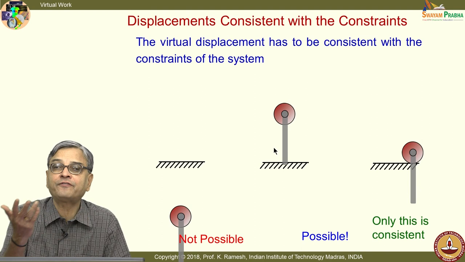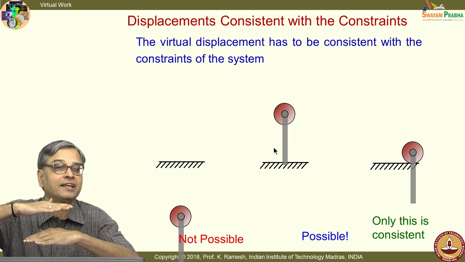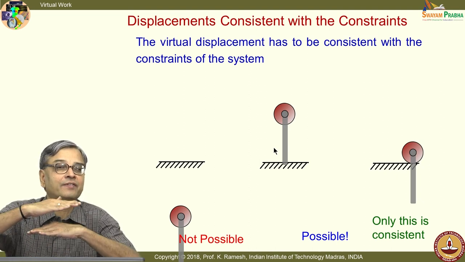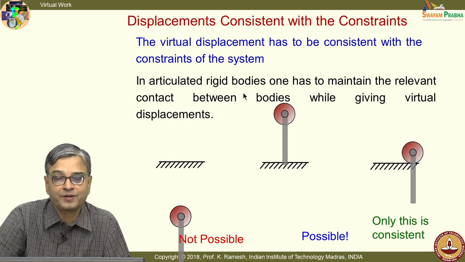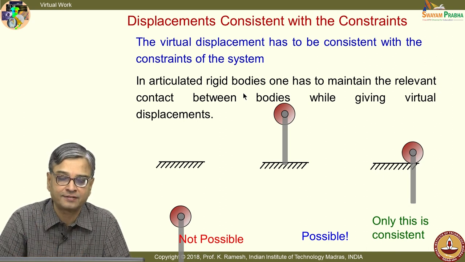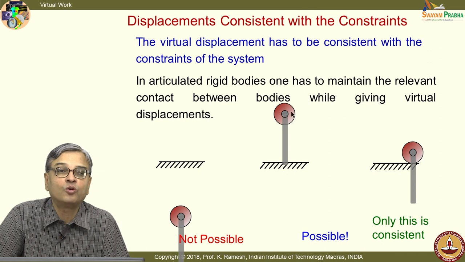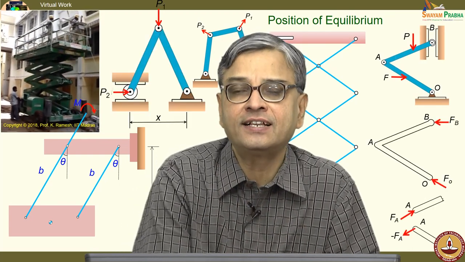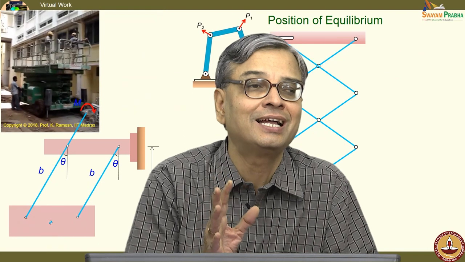Because for the other one, you are removing it from the floor, it defeats the purpose. Suppose I have one more guideway, I cannot remove it, it will just slide. Many of the appliances, you will find, will slide in a given cavity. Okay. Particularly in articulated rigid bodies, because we have already seen one rigid body is not going to be useful for any application. You need to have connected rigid bodies. One has to maintain the relevant contact between bodies while giving virtual displacements. So, you have to visualize the physics of the problem. In a sense, you understand engineering better by solving problems in virtual work, because it forces you to visualize what happens to the system.